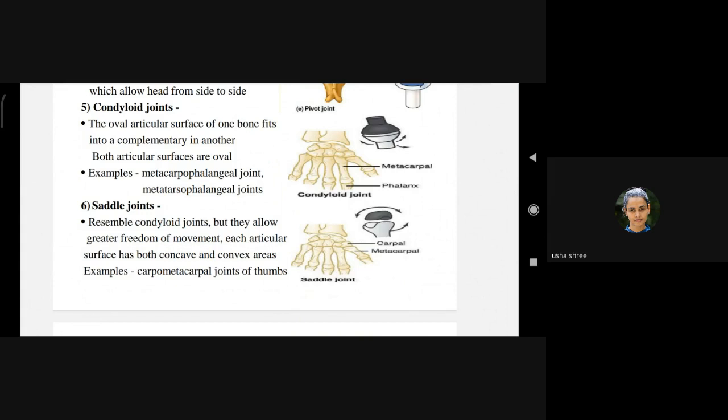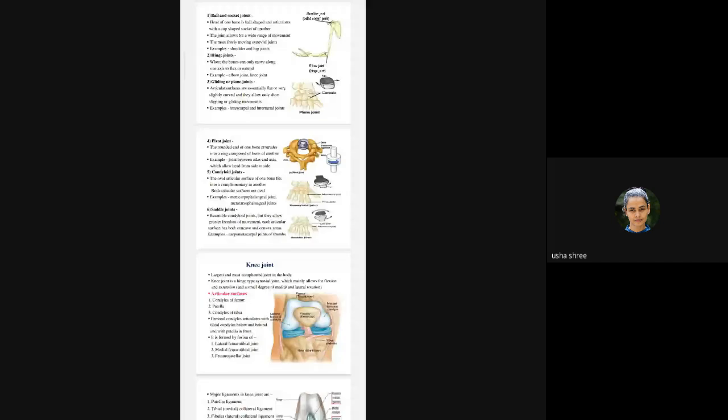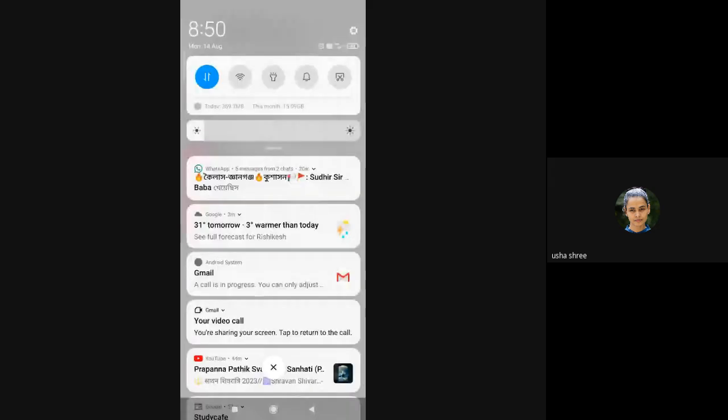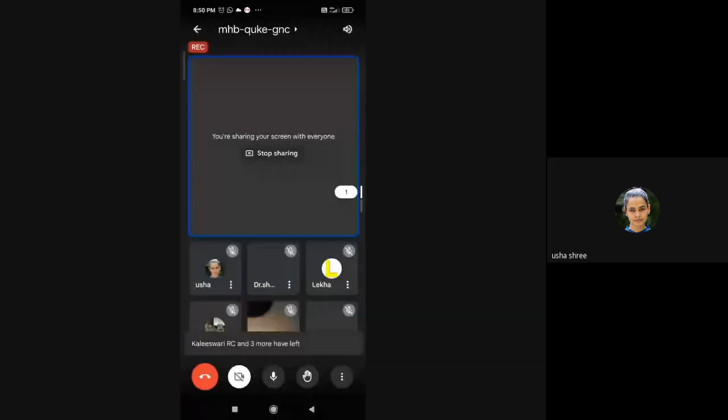Okay, so these are the six types of synovial joints we have studied today, and the division of joints on the basis of range of motion. That's all for today's class. And my phone is about to die.